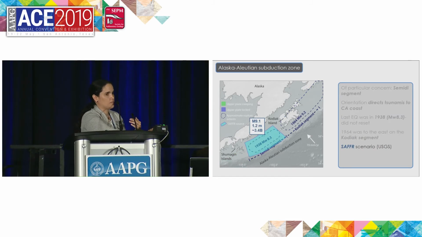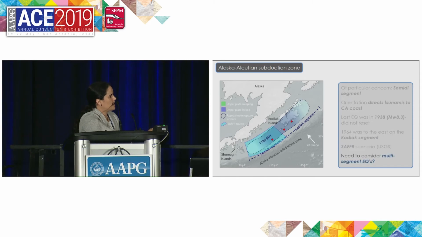Because this segment seems to direct tsunamis towards the California coast, there's been some effort to model tsunamis here. The USGS did the SAFRR scenario where they sent a tsunami off the Semidi segment, magnitude 9.1. It caused a 1.2 meter tsunami in the ports of Los Angeles, and an estimated $3.4 billion in damage would occur from that event.